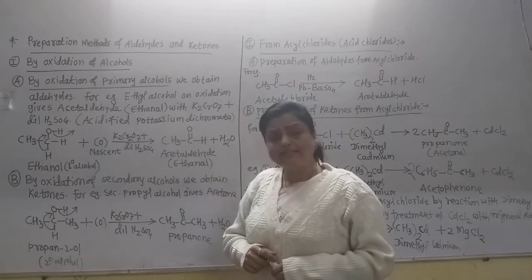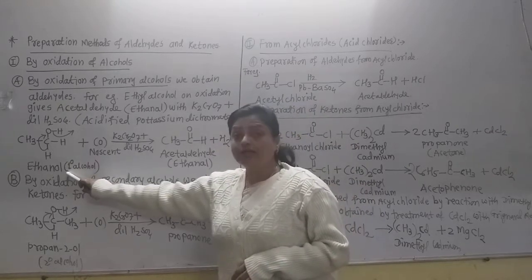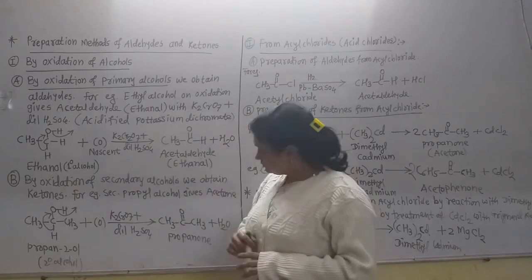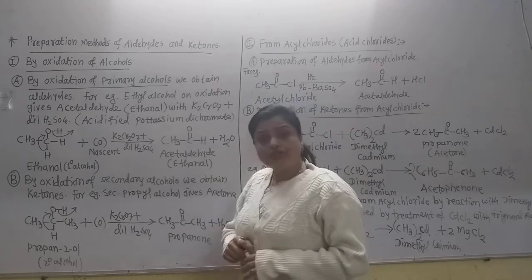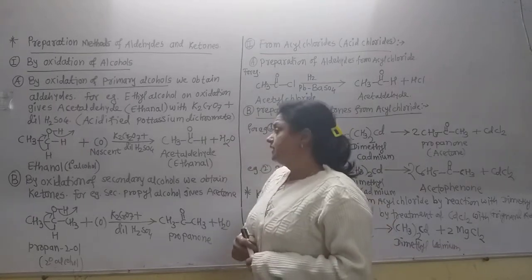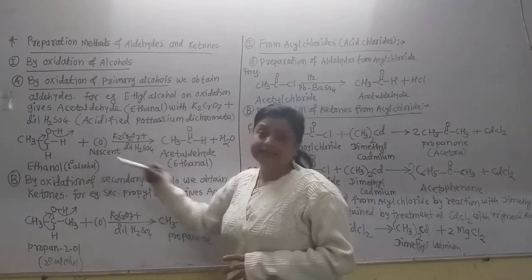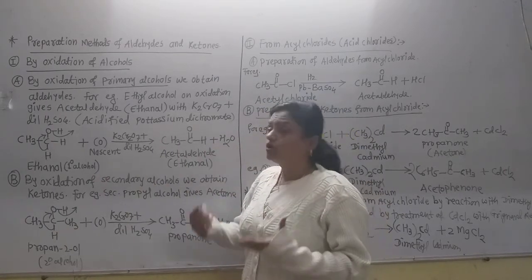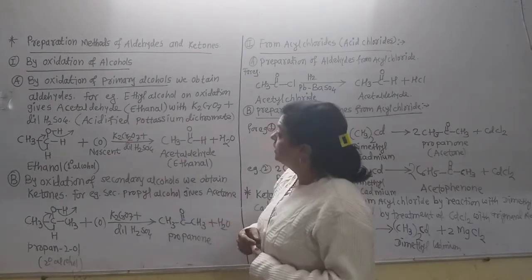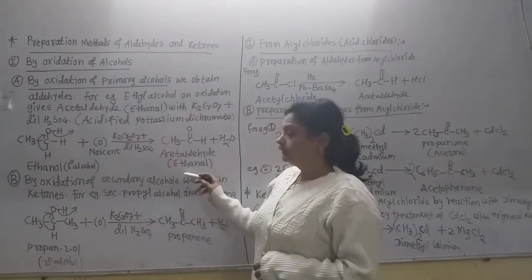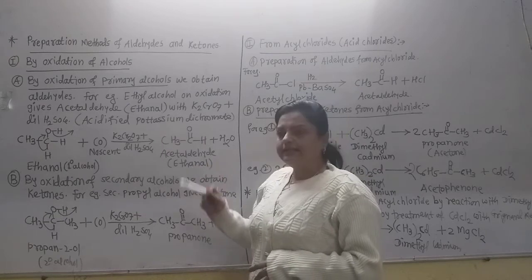So always in the examination they ask, how will you prepare ethanal from ethanol? Then write down this reaction with the nomenclature, and this is a very important reaction for the preparation of aldehydes. In this way we can prepare any aldehyde by using the corresponding alcohol. So ethyl alcohol on oxidation with K2Cr2O7 and dilute H2SO4 gives the aldehyde. The name of that aldehyde is acetaldehyde or ethanal.